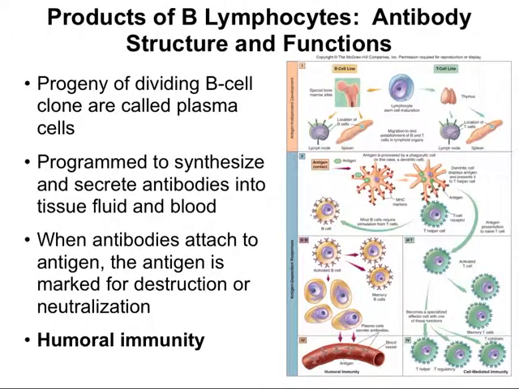Now, the progeny of the dividing B cells are called plasma cells. These plasma cells are programmed to synthesize and secrete antibodies into tissue fluid and blood. When the antibodies attach to the antigen, it is now marked for destruction and neutralization. So the antibody is attaching to the antigens. Now these small particles of antigen are marked for destruction. This is the basis of humoral immunity. And again, we'll explore each of these steps in much more detail. This is just an overview.